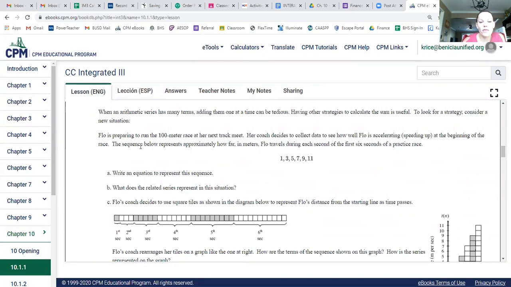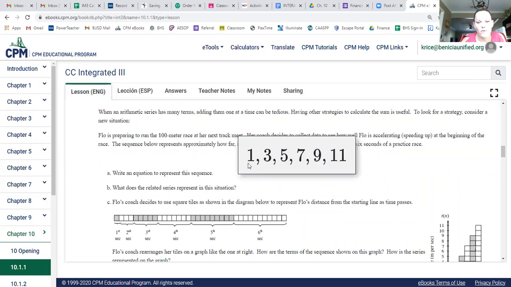So Flo is preparing to run the 100-meter race at her next track meet. Her coach decides to collect data to see how well Flo is accelerating or speeding up at the beginning of the race. The sequence represents approximately how far in meters she travels during each second of the first 6 seconds of a practice race. So the first second, she went 1 meter. The second, she went 3 meters. So after 2 seconds of running, she's gone 4 meters if we added those together. During the third second, she goes 5 meters. During the fourth second, she goes 7 meters, and so on.